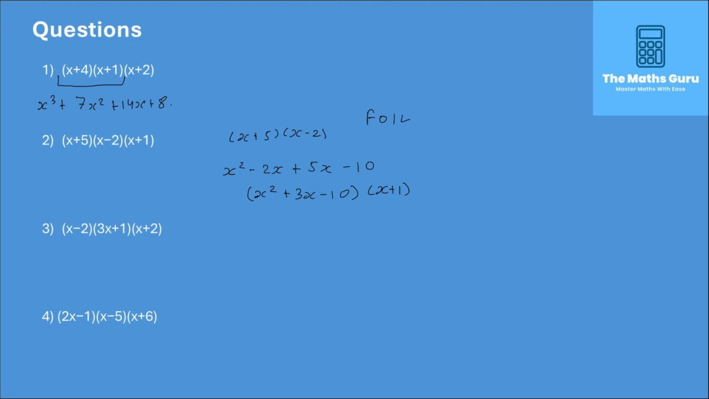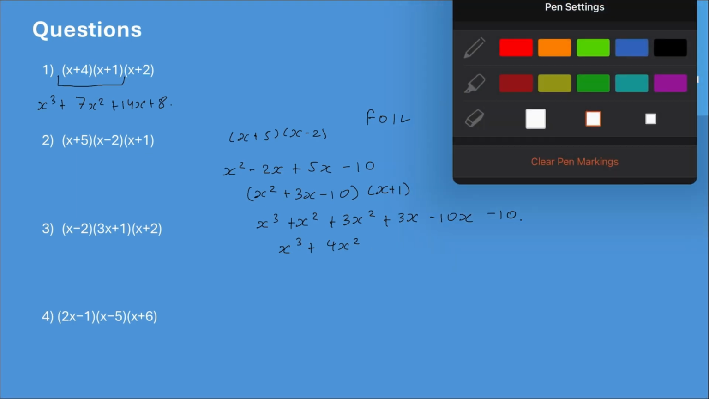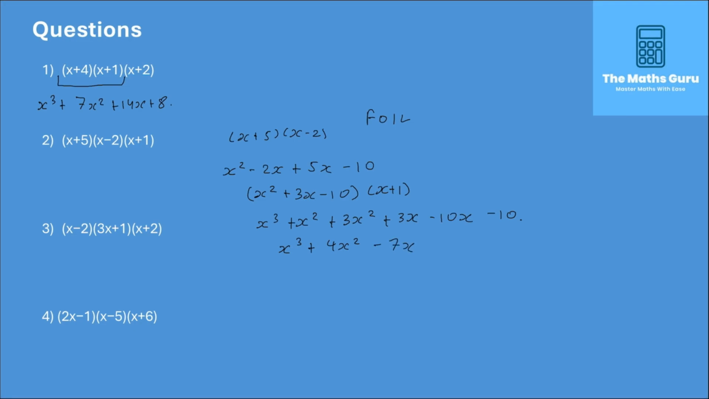Then, looking at each term individually, we're going to get x cubed plus x squared plus 3x squared plus 3x minus 10x minus 10. Now, this is going to give us, by collecting like terms, x cubed plus 4x squared minus 7x minus 10. And this is going to be our final answer for question number 2.